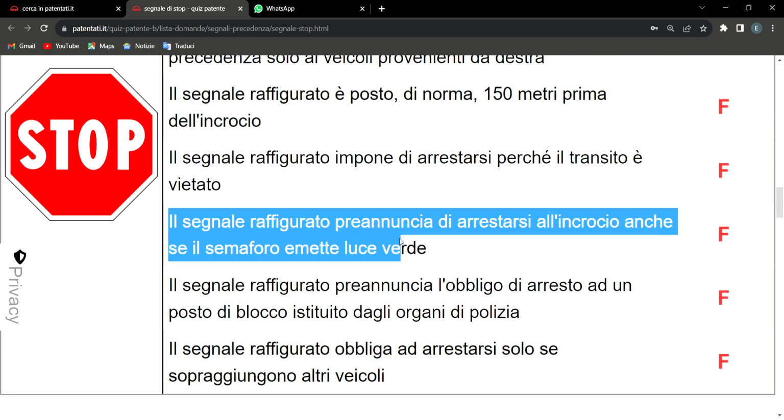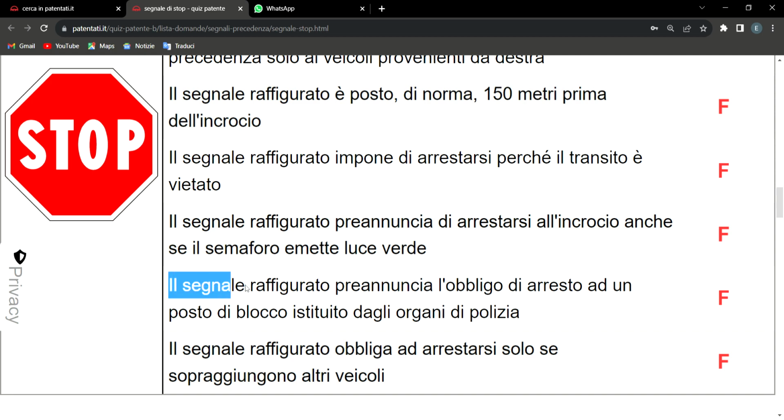And again, it says "il segnale raffigurato impone di arrestarsi all'incrocio anche se il semaforo emette luce verde." So it says that at some junction that has this very sign, even if the traffic light shows green, which normally permits transit of every vehicle, green simply means you have to move. But in some cases of junctions that have this very sign, whether the traffic light shows green, you still have to stop. Watch very well before you transit because of this very sign. So that is for that.